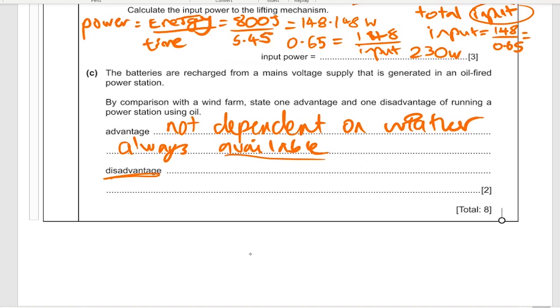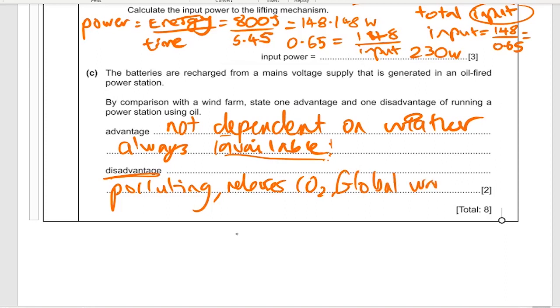So a disadvantage of oil over wind is that it's non-renewable. So oil will eventually run out. It will eventually be unavailable. But in the context here, what this means is that it's always available. If we've got a supply of it, it's always available to be burnt to generate electricity. So in the disadvantages, there's a few. Most people got this right, that it is polluting. It releases CO2, which leads to greenhouse gassing, which is a greenhouse gas, or leads to global warming. Or it is non-renewable.